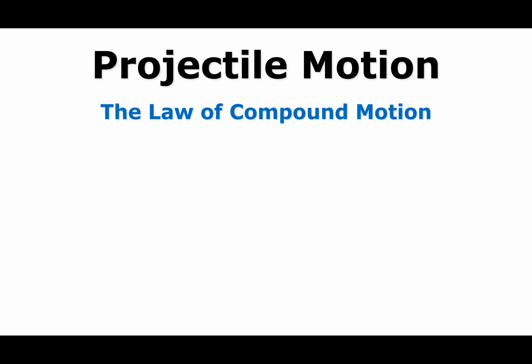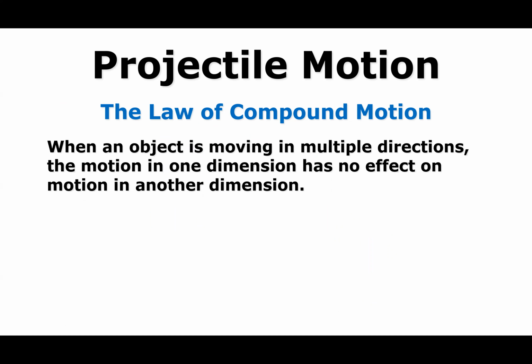All right, let's keep digging into this more and more. There's a law called the law of compound motion. And the law of compound motion says this: when an object is moving in multiple directions, both x and y, the motion in one dimension has no effect on the motion in the other dimension. So that acceleration due to gravity in the vertical has no effect on the horizontal. And the horizontal constant velocity has no impact on the vertical. They can be completely separated from each other.